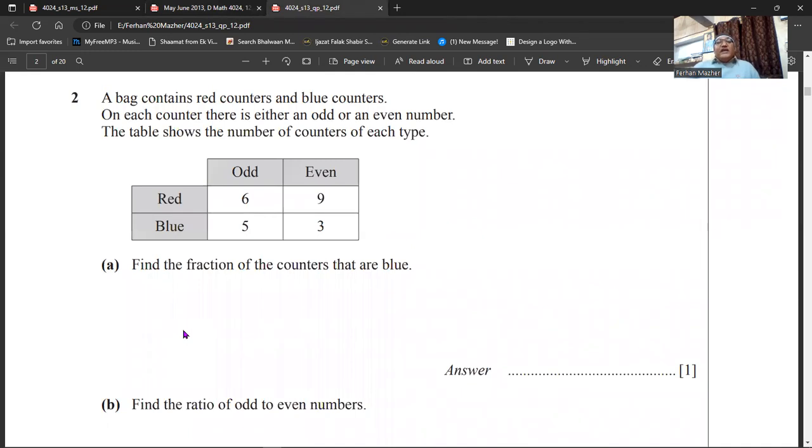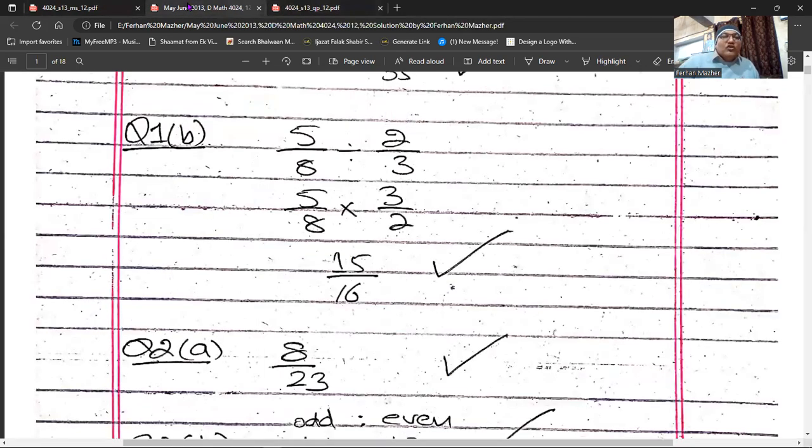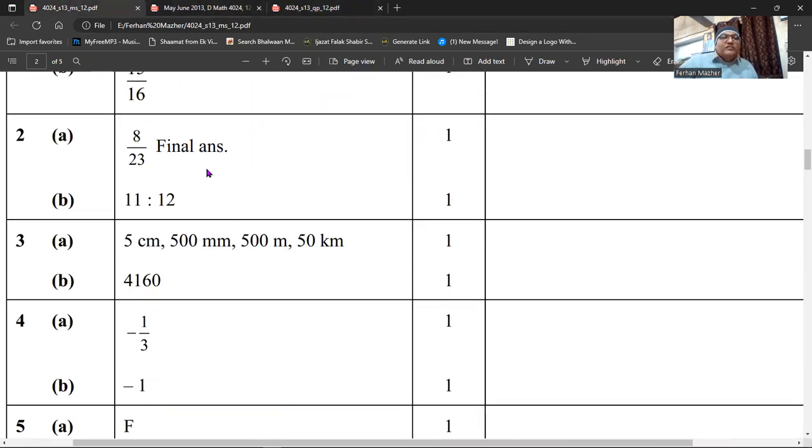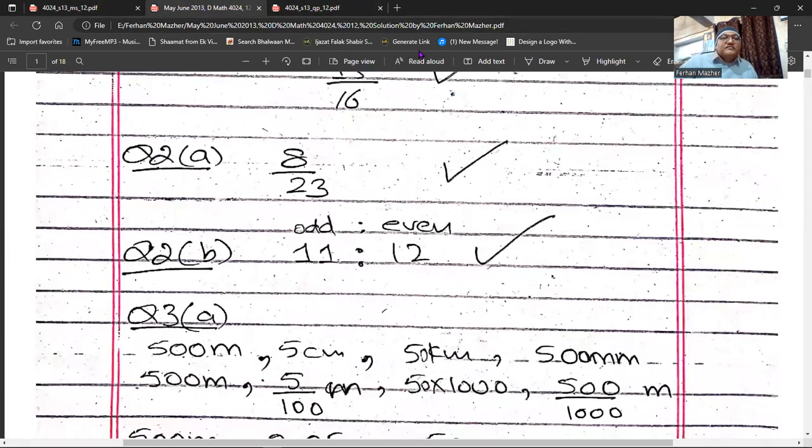Question number 2 part A is: find the fraction of the counters that are blue. So 5 and 3, these are blue, so they are 8. And total how many? 5 plus 6 is 11, 11 plus 3 is 14, 14 plus 9 is 23. So total 23. And out of those 23, 8 are blue. So what will be the fraction? It will be 8/23, the right answer.